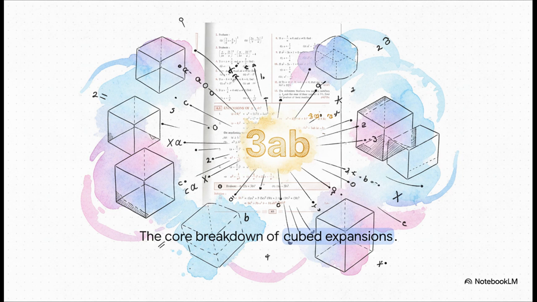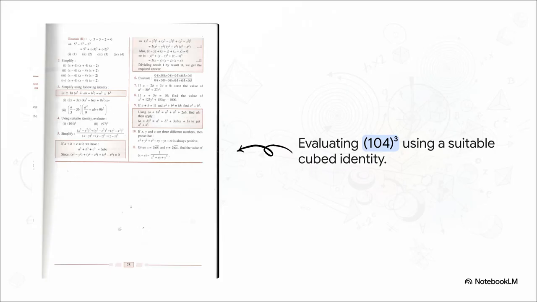Introducing this 3ab term is an absolute stroke of genius. It acts as the heavy lifter in these massive equations, and it allows us to factor and manipulate huge chunks of numbers with incredible speed. Okay, remember that impossible mental math question from the very beginning? 104 cubed? Well, here is where we completely hack it.